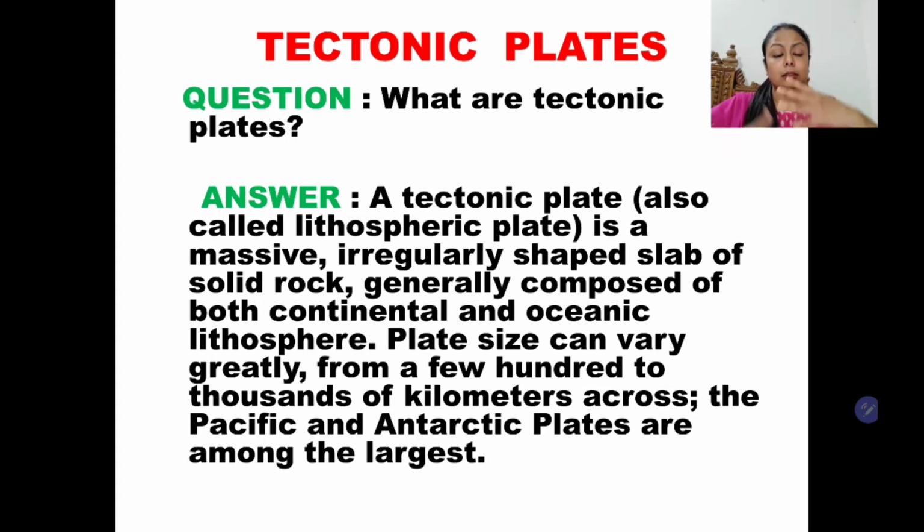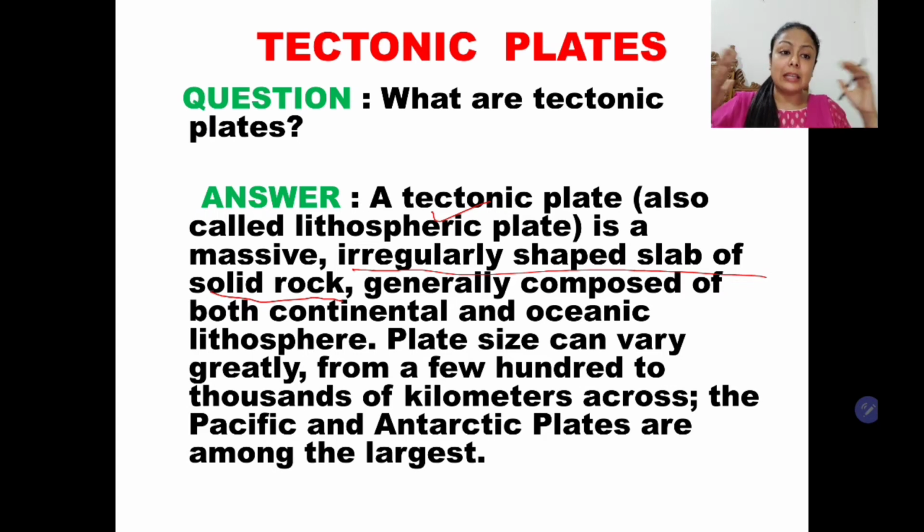In the mantle there is a convectional current which keeps moving. They form a current, a loop, and because of that the lithospheric slabs or the tectonic plates keep moving over the asthenosphere. So these tectonic plates are also called lithospheric plates. Each is a massive irregularly shaped slab of solid rock. So children, assume the continents, they are very massive, right? The ocean floor, very massive. So they are actually tectonic plates.